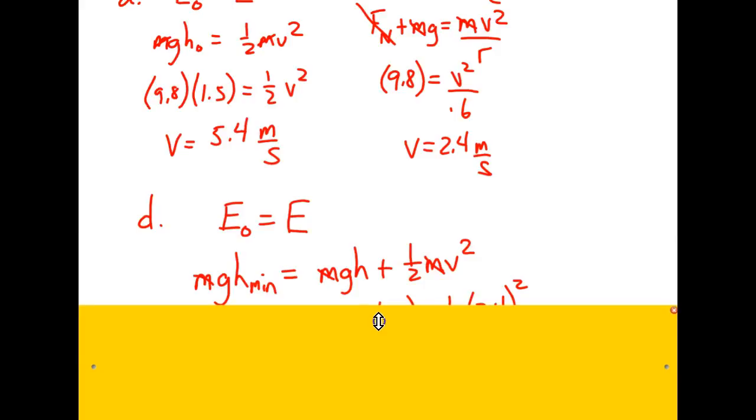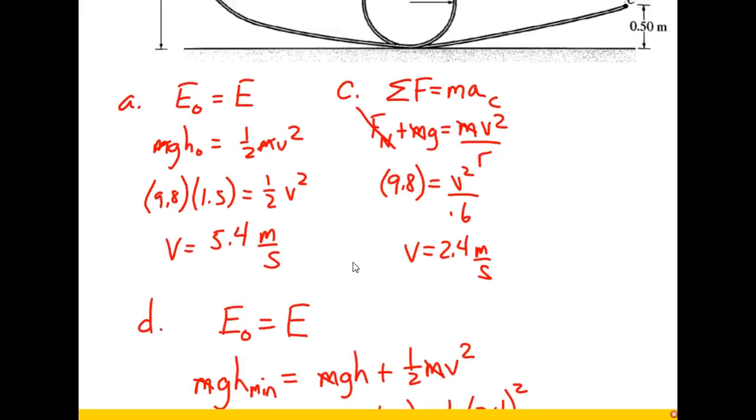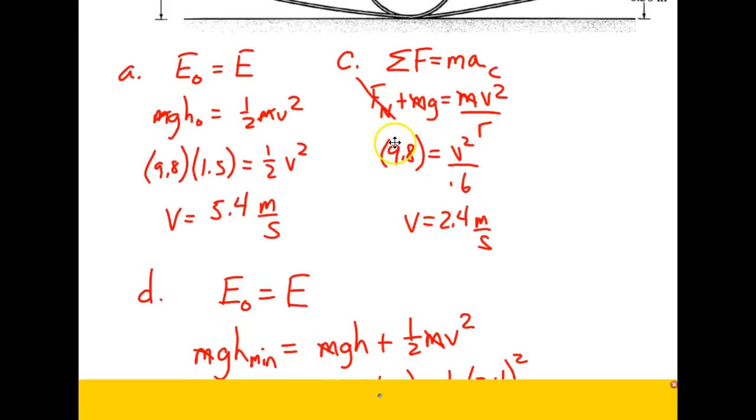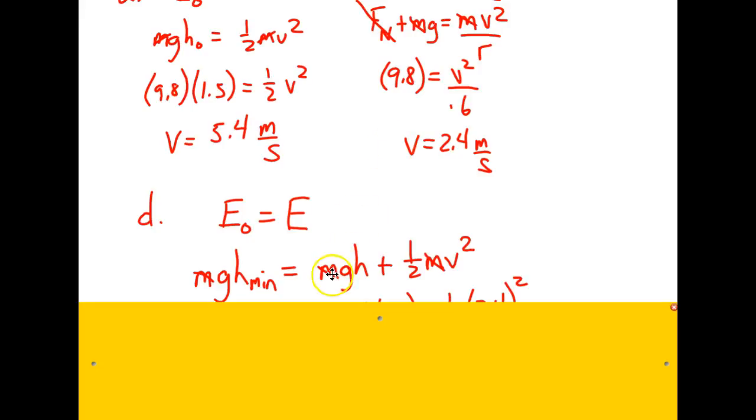Well, the initial spot would have only gravitational potential, which would be mg times that minimum height we're looking for. At point B, we're now going to use the bottom here of the loop as the 0 point, the base level for gravitational potential energy. And so at B, it has gravitational potential energy and kinetic. So mgh plus 1/2 mv squared. Notice the mass cancels in each term. We go ahead and sub in.